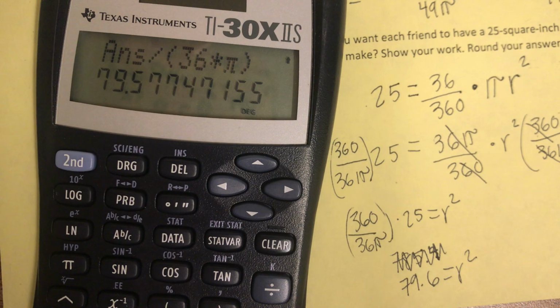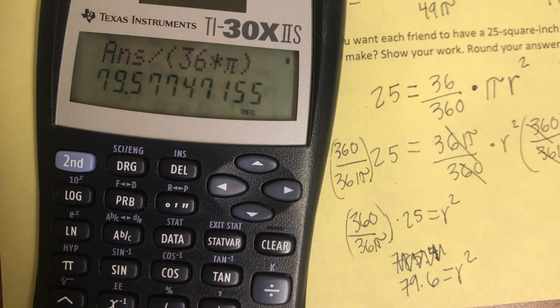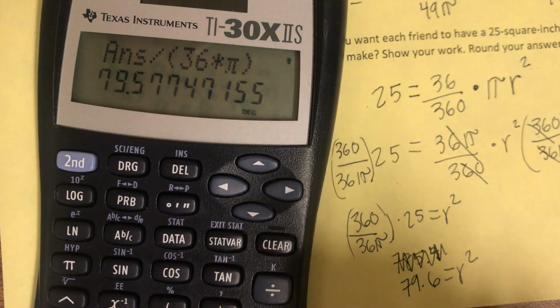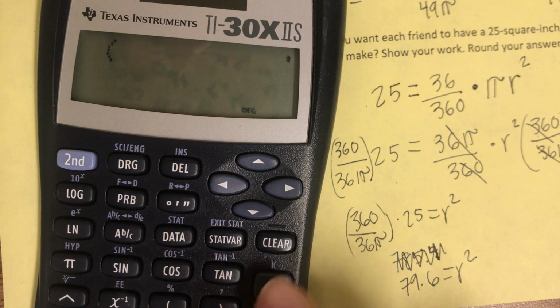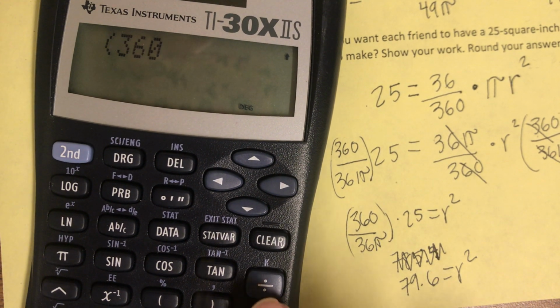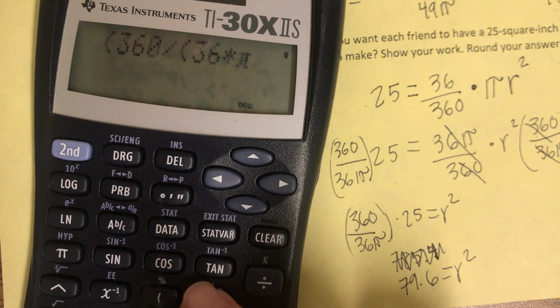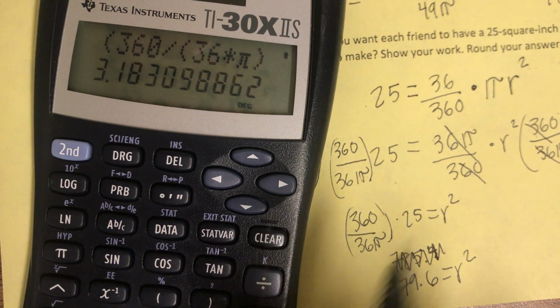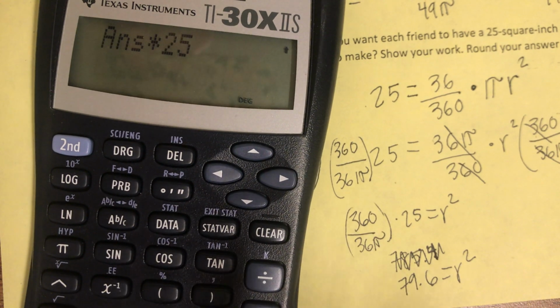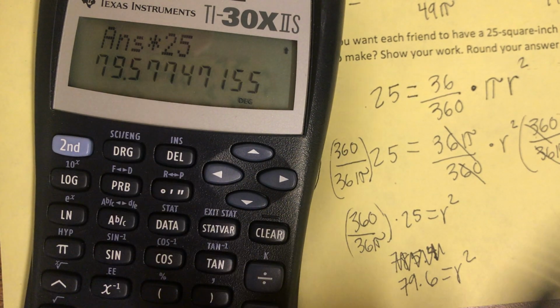So don't make the same mistake I did. You also could have typed it into your calculator like this. You could have done 360 divided by parentheses 36 times pi. Pressed enter, and then you still have to multiply by that 25, and you get the 79.6.